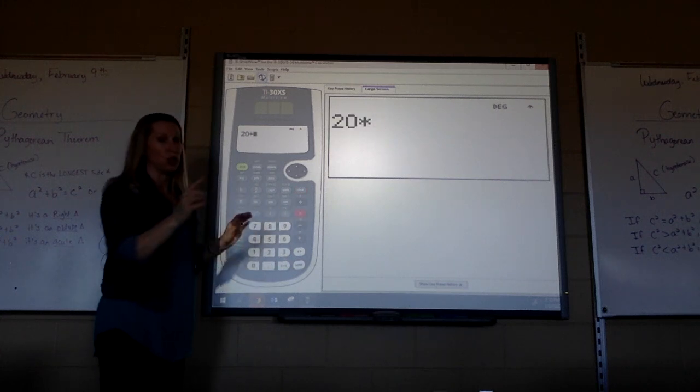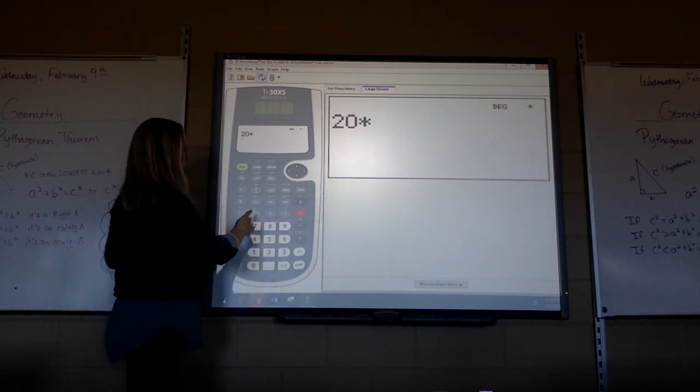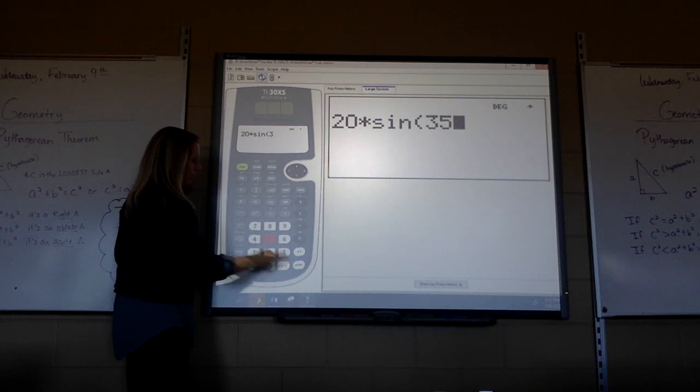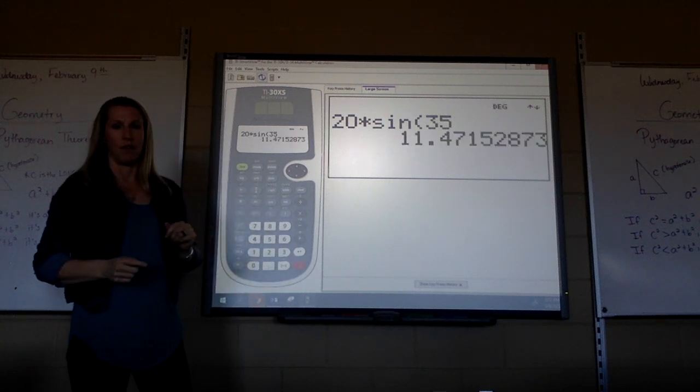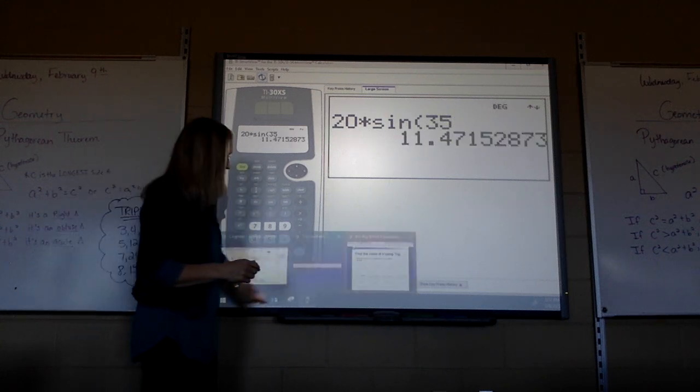20 times, make sure you click sine this time, sine 35, enter, and it's 11.5. I would round it up.